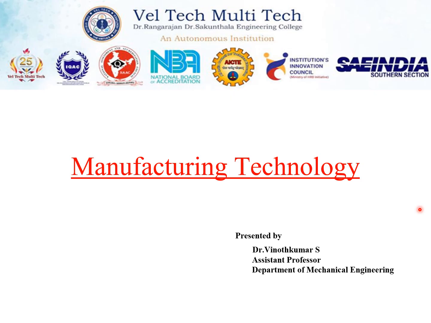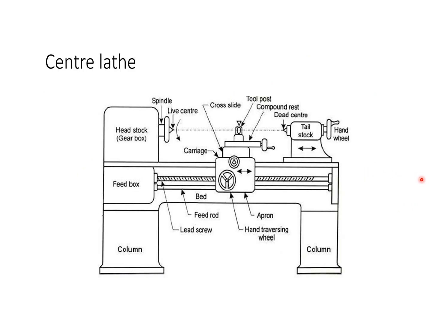Now we discuss about the manufacturing technology. So this is the center lathe. Basically, the lathe is the oldest machine tool invented. It is the father of all machine tools. Its main function is to remove material from a workpiece to produce the required shape and size.